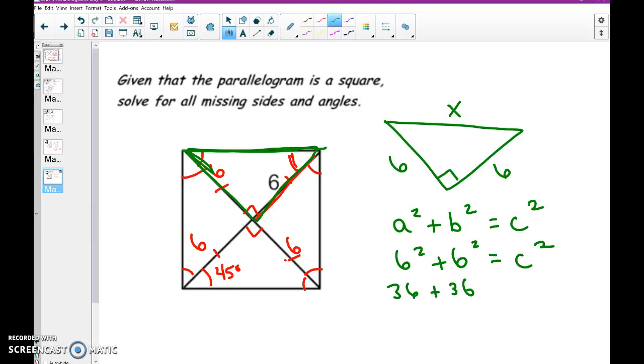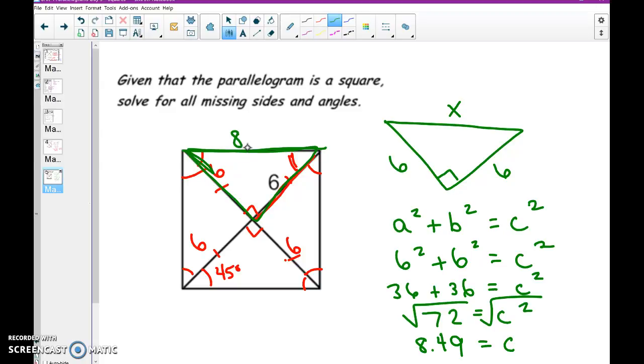So I have 36 plus 36. Add those together, I get 72. Square root both sides. Calculate out. Square root of 72 is approximately 8.49 units. So that is how long this side is. I'm going to round it up to 8.5 just to be nice.